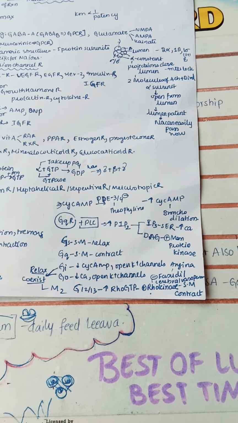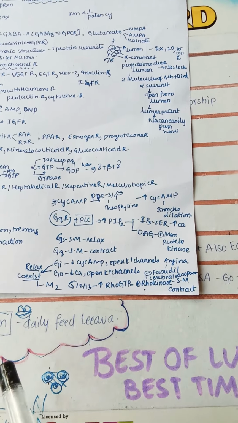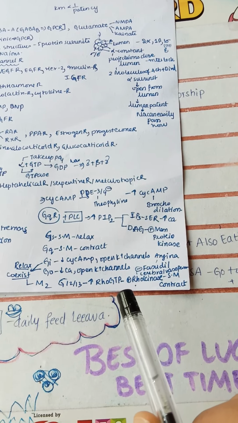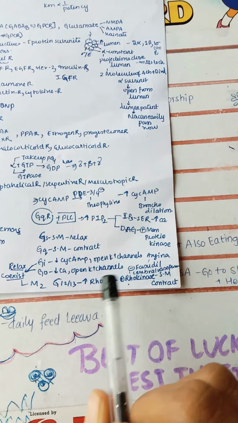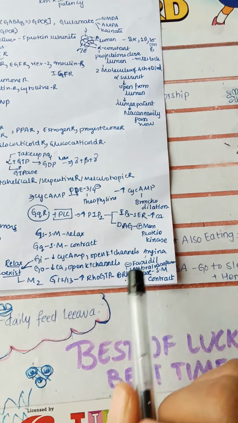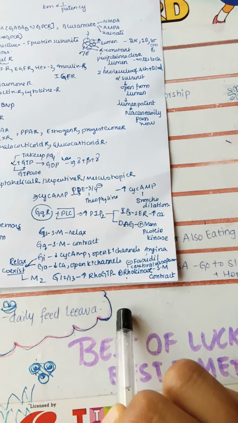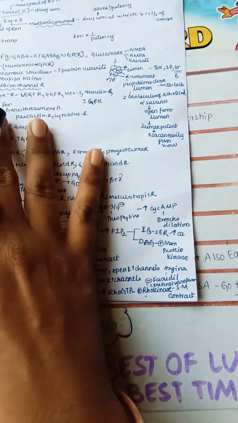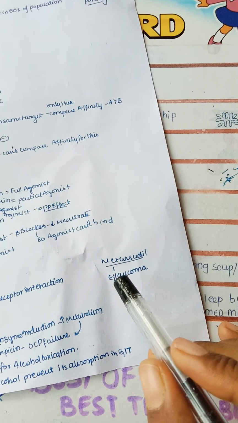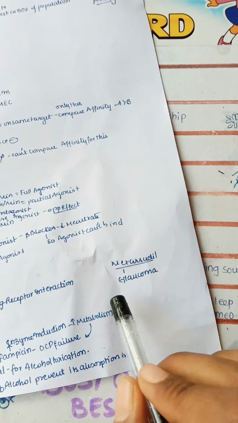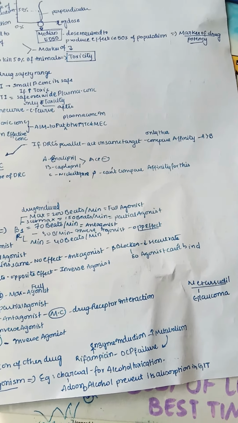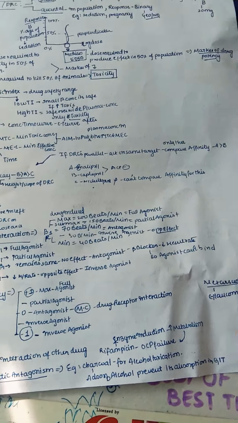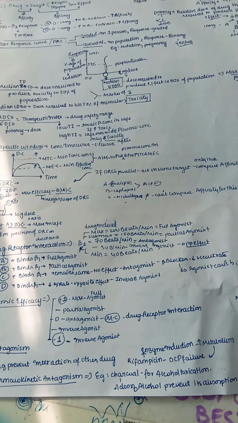Next we have G12 or G13 type, which increases Rho GTP. They activate Rho kinase, which leads to smooth muscle contraction. They can be inhibited by a drug like fasudil, which is given in angina, cerebral vasospasm, and also in pulmonary hypertension. And we have one more drug, netarsudil, which is given for glaucoma. So this is a quick overview or review for the important NEET PG exam. So this is all about pharmacodynamics.